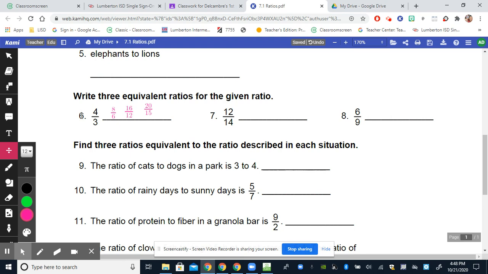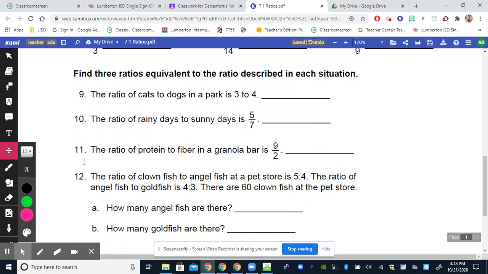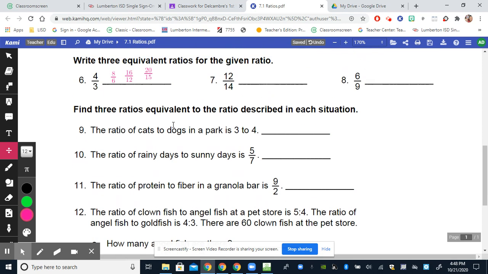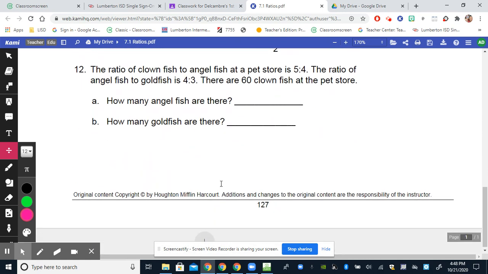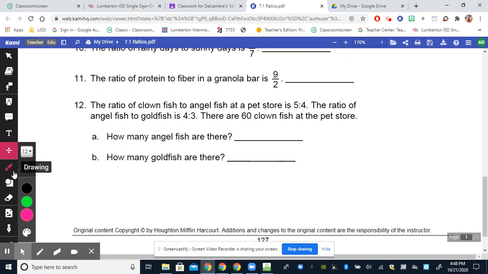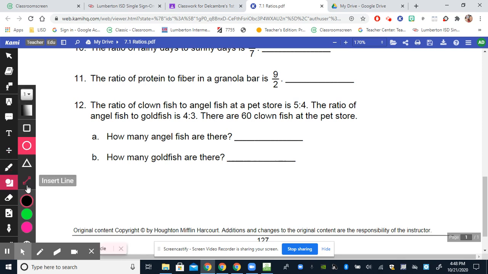So 6 through 11, guys, 6 through 11, you are going to find the 3 equivalent ratios. So just like this on 6 through 11. Okay, we already did 6, so I showed you how to set it up. Make sure you do the same here through 11. Now, question number 12 is a little different, all right? But it is no problem at all to do this.